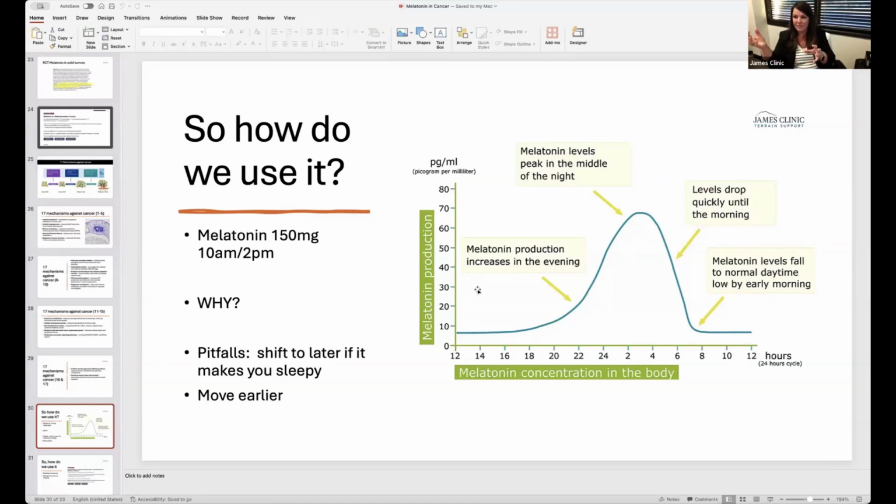And I don't want my patients sleeping all day to treat what we're dealing with. We can always shift it to bedtime. We can do it once a day with the 150 and we can move it earlier as the patients get used to it. No problem.